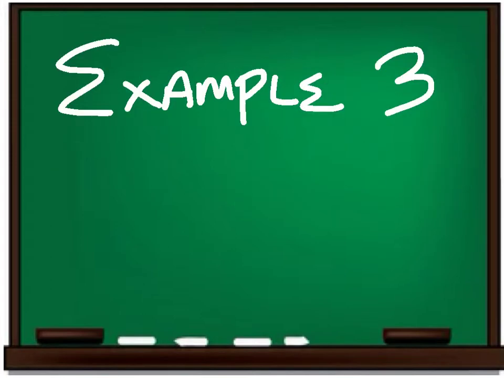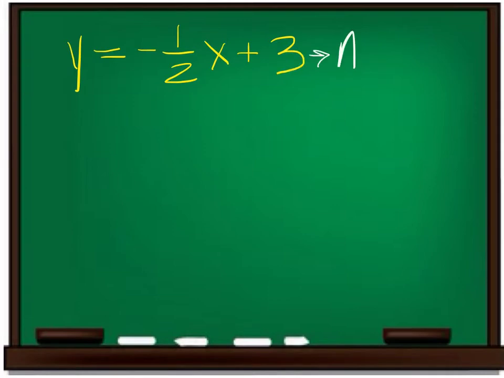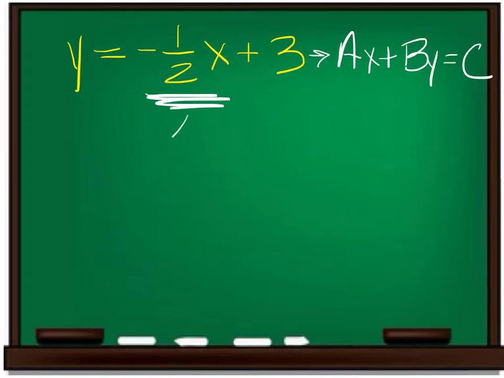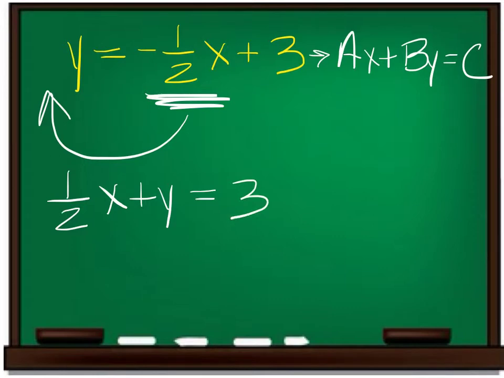Example 3. Y equals a negative 1/2 x plus 3. We want to change that to ax plus by equals c. Move this x term over to the left and change the sign. So it's a positive 1/2 x plus y equals 3.